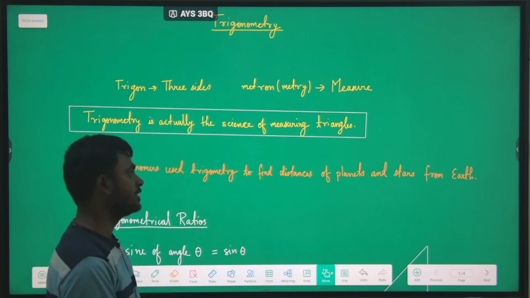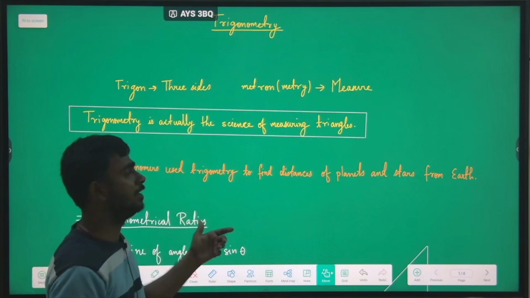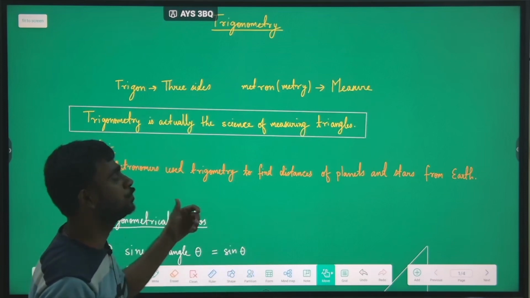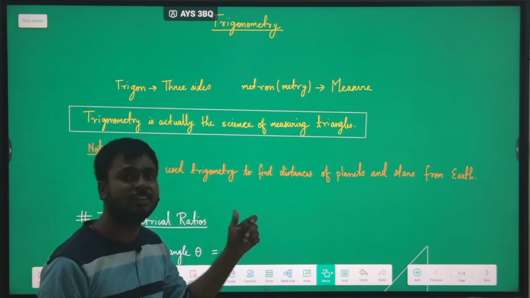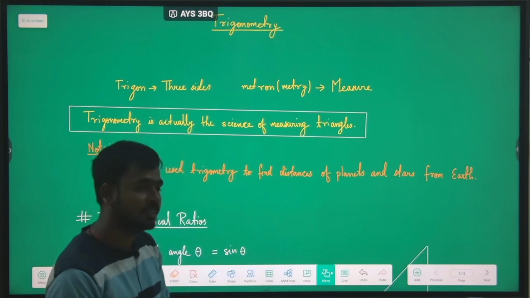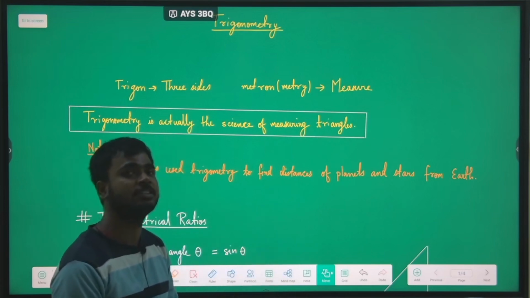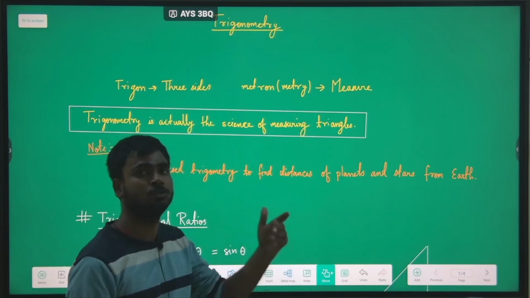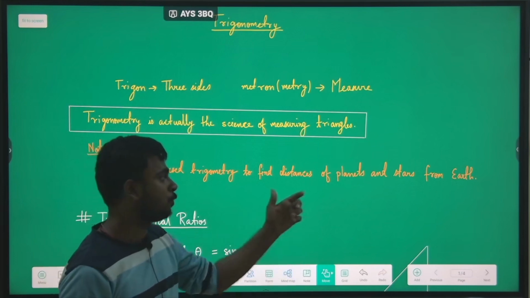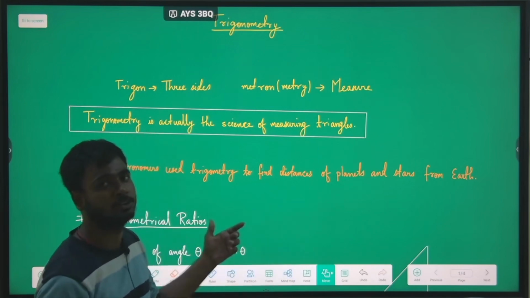In our celestial bodies, for example Earth, planets, stars, our astronomers use trigonometry to find different distances which were very far away from Earth, such as the stars. The distances from stars to our Earth were not known to us, so to find the distances between Earth and stars, trigonometry was used.